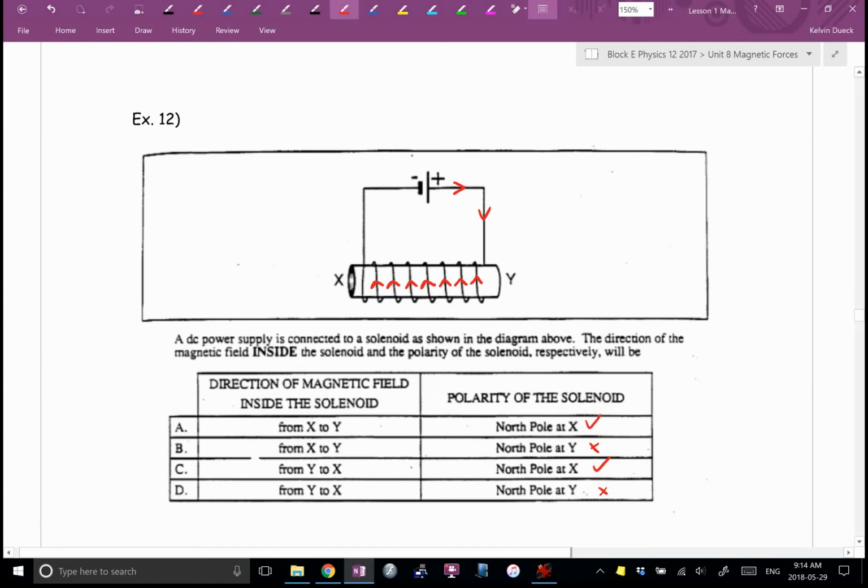Now what that means is the magnetic field on the outside is going like that. What direction is the magnetic field inside the solenoid? Is it from X to Y or is it from Y to X? Yeah, from Y to X. No, no, yes, yes. Correct answer, C.